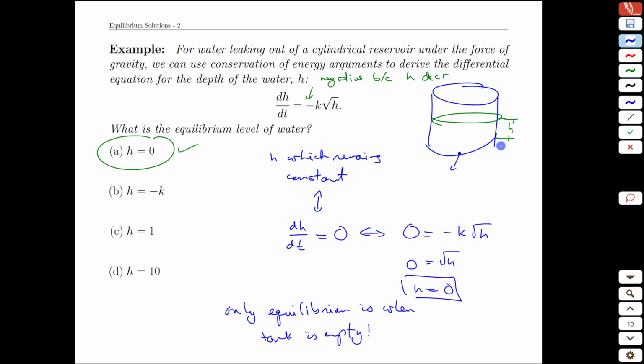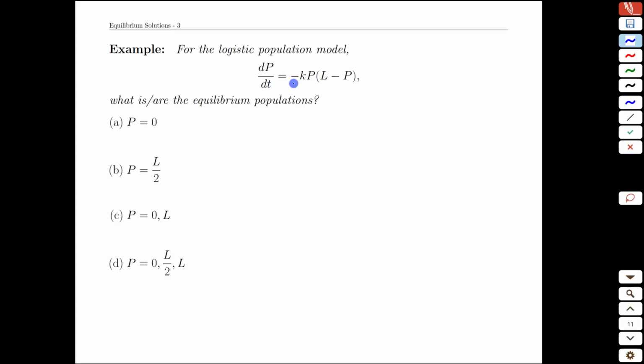h equals 0 represents 0 height of water, and any other height, if you have any other height at all, if there's a leak, the water level will change later on. So it makes complete sense that h equals 0 is an equilibrium, and in fact the only equilibrium for this system. Let's look at a more complex model here, the logistic population model, where we have a population rate of change, and it references back to the population itself and a limiting population, which is usually called L, and sometimes it's been called the carrying capacity.